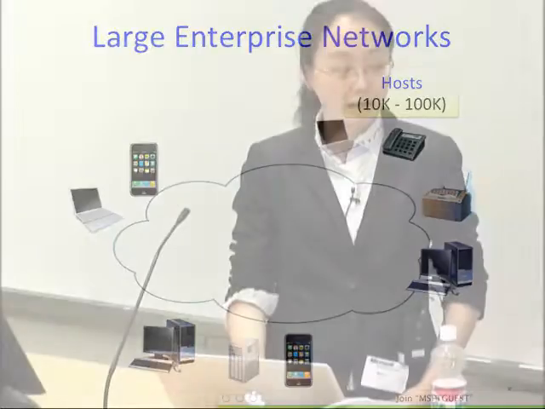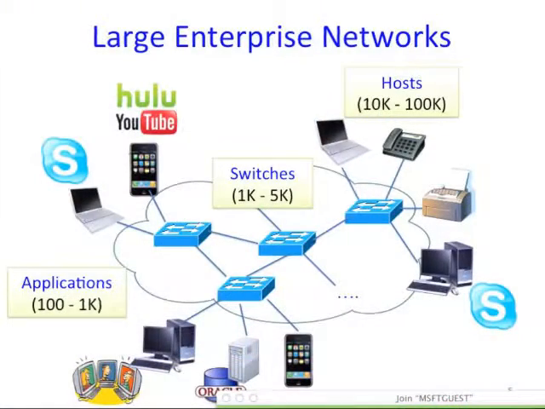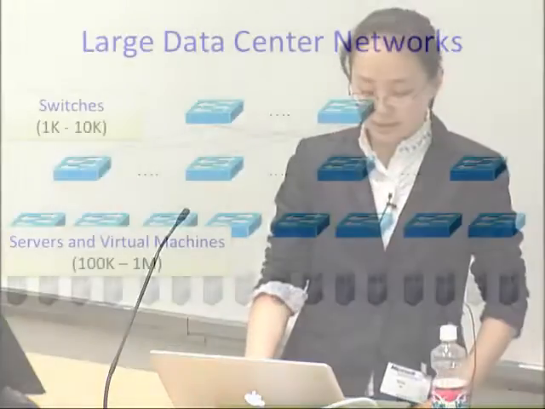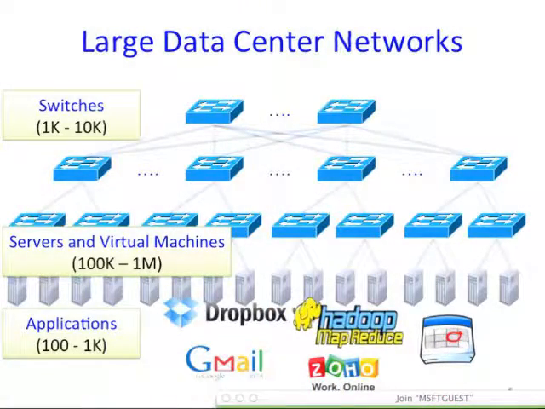The first is large enterprise networks. In these networks, we usually have hundreds of thousands of hosts, and thousands of switches connecting them. On these hosts, people may run a diversity of applications. These applications may have different traffic matrices and different performance requirements. Data center networks are much larger than enterprise networks. In data centers, we usually have virtual machines running on servers. So in total there could be millions of virtual machines. And these virtual machines can move from one server to other servers. We also have different layers of switches connecting these servers together. And on these servers, people may run different applications.